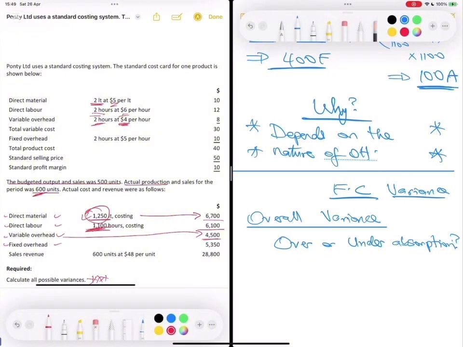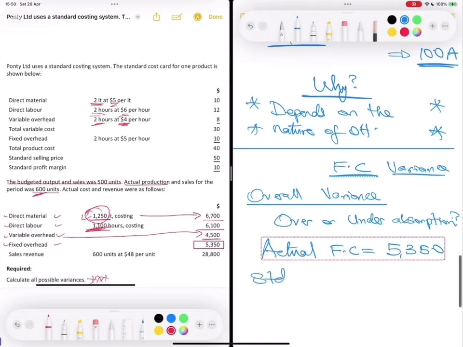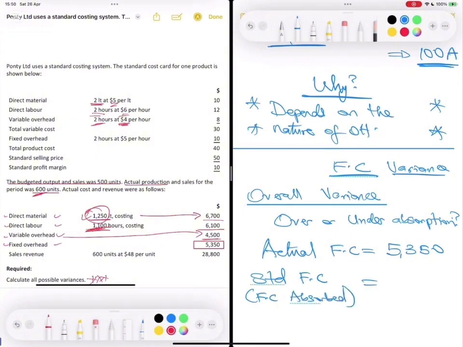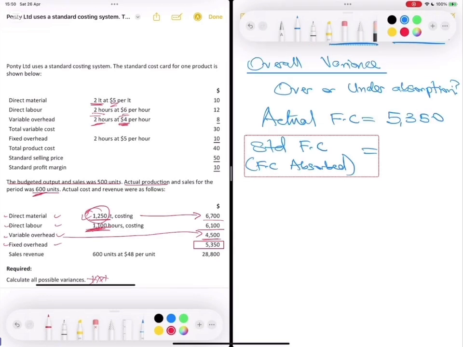And for you to do that, you need to know your actual fixed cost. What's our actual fixed cost? It's 5,350. So we have an actual fixed cost of 5,350. What we need now is a standard fixed cost, which is our fixed cost absorbed. That is what we need. Remember, we said absorption is always equal to your overhead absorption rate multiplied by the actual activity.